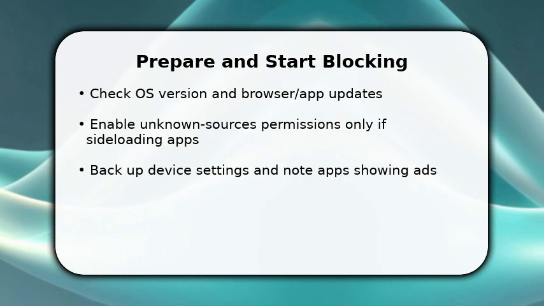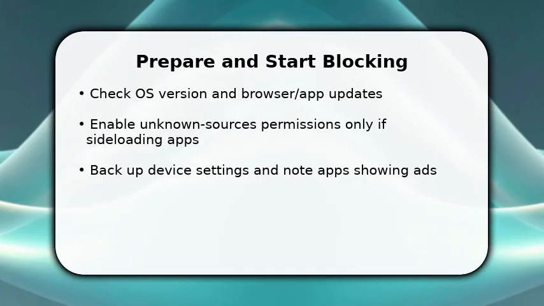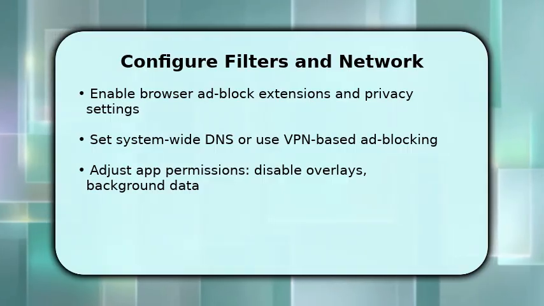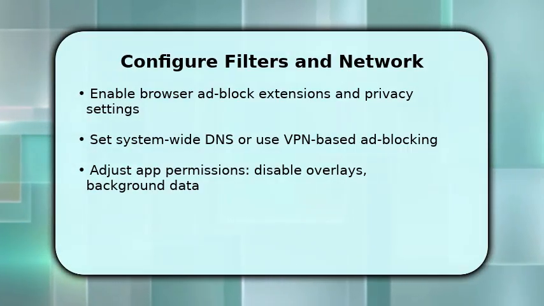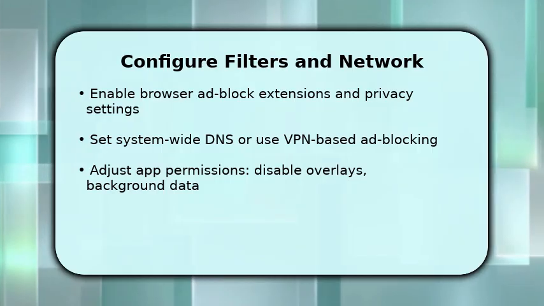Next, configure layered filtering. Enable browser extensions and tighten privacy settings to block trackers and pop-ups. Then set a system-wide DNS that blocks ad domains, or install a reputable VPN-based ad blocker for whole device coverage. This prevents ads in apps and browsers.